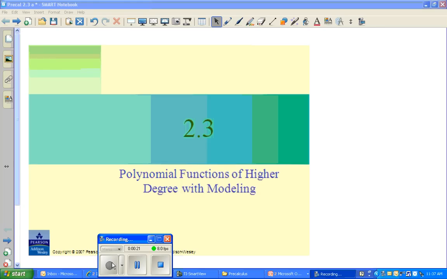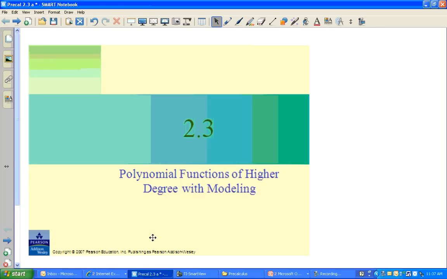Today's lesson is on polynomial functions of higher degree with modeling, and I did figure out how to get rid of the recording icon, by the way. It's a fairly straightforward lesson as it goes back to our talk about polynomials, and I think this will lend itself well for this type of format.